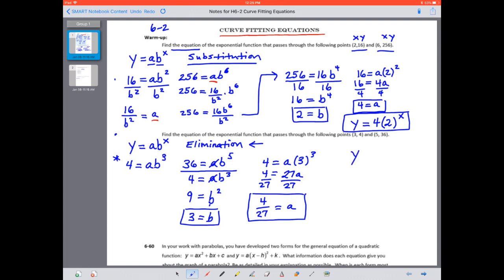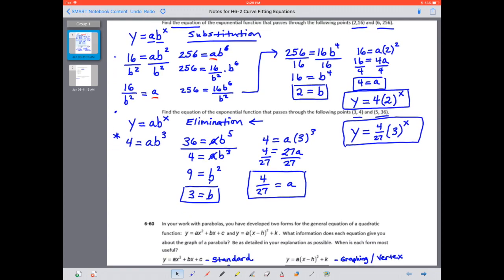So our function that passes through the points 3, 4 and 5, 36 is going to end up being y equals 4 27ths times 3 to the power of x. To check it, you can plug in those 2 points, or again, you may graph it and then look at the table to make sure that those 2 points show up. All right, so we're going to move on here. Those were problems that you've probably already done, maybe not in those methods, but you should be familiar with what curve fitting is now, or you should remember.